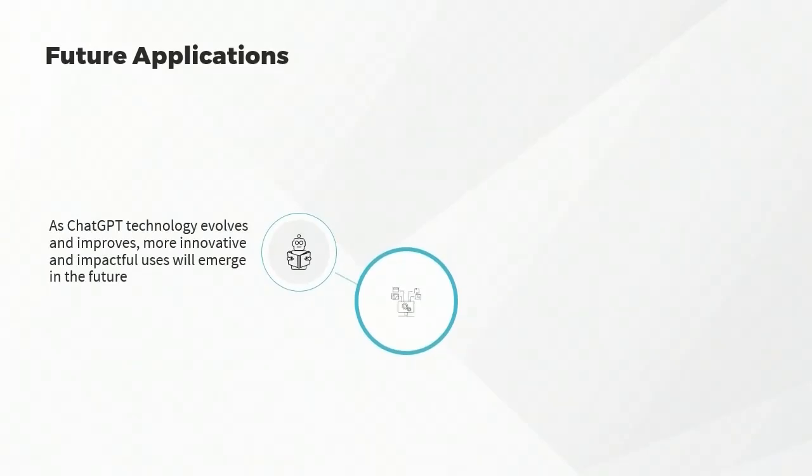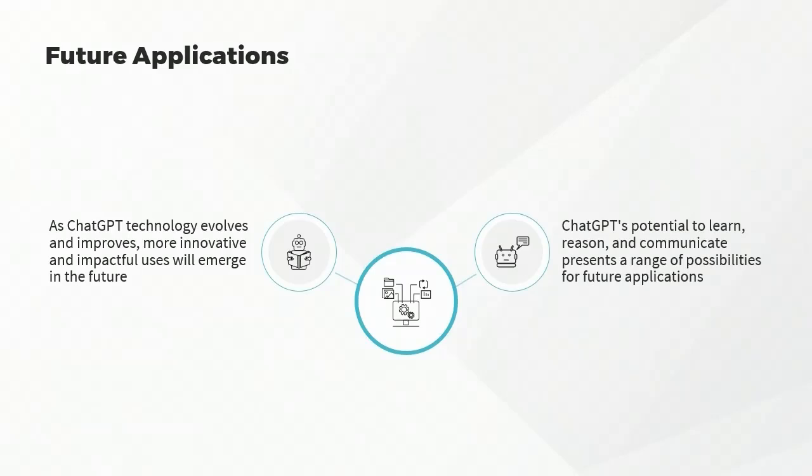As the ChatGPT technology continues to evolve and improve, it is expected that more innovative and impactful uses will emerge in the future, especially in areas such as natural language processing, machine learning, and data analytics. Ultimately, the potential for ChatGPT to learn, reason, and communicate like a human presents a range of possibilities for future applications that can benefit individuals, organizations, and society as a whole.